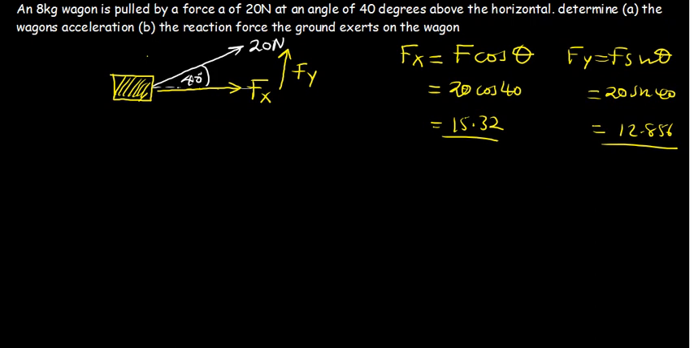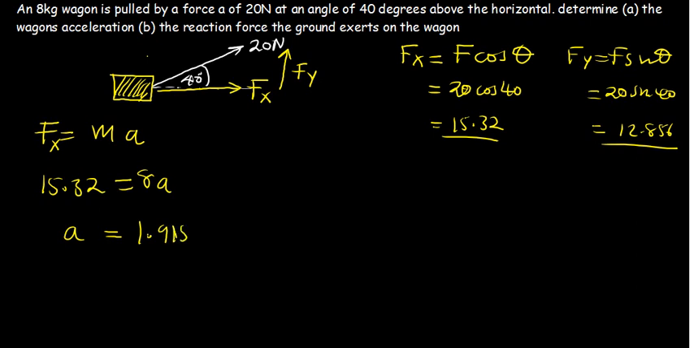Okay, so therefore the acceleration of this wagon, we know that force is given by mass multiplied by the acceleration. In this case, this object is only moving in the x, so the force is going to be the component in the x. So the component in the x, that is 15.32, is going to be equal to mass, which is 8, multiplied by the acceleration. So divide both sides by 8, that is going to give us about 1.95 meters per second squared. This is going to be the acceleration of the object. Never use the force they've given you just here. No, you need to get the component that goes in the direction of the motion.